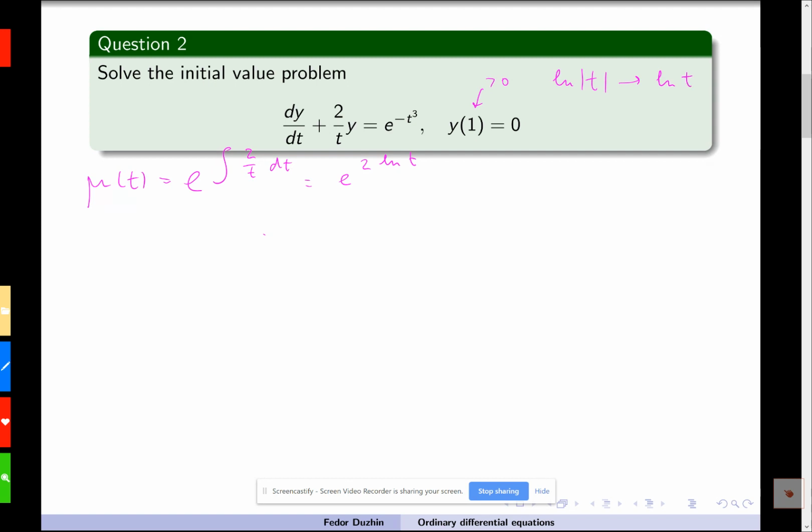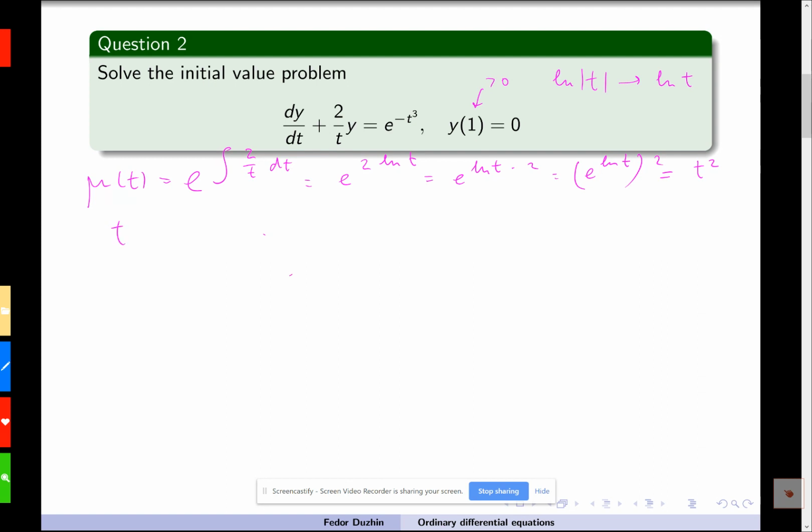Okay, so e to the power 2 ln t is what? Is e to the power ln t times 2, which is e to the power ln t squared, and e to the power ln t is just t, so this is t squared. Right, so the integrating factor is t squared. So now let us multiply this by t squared.